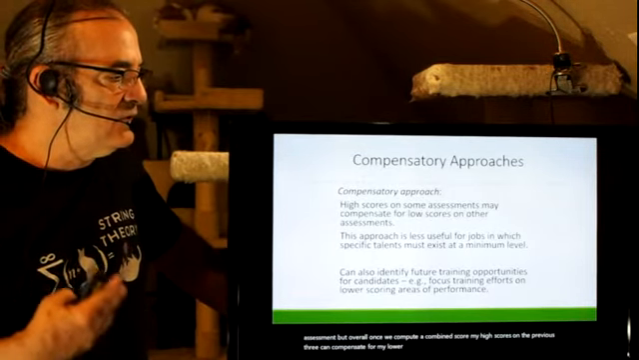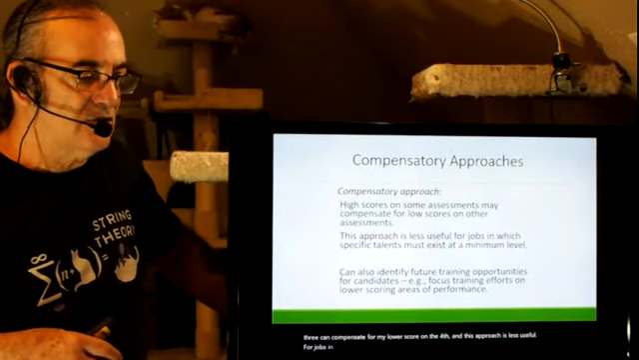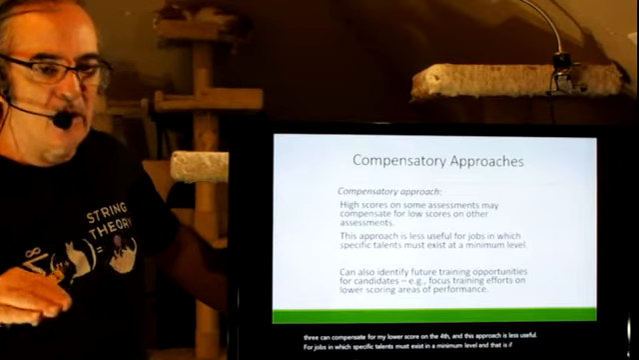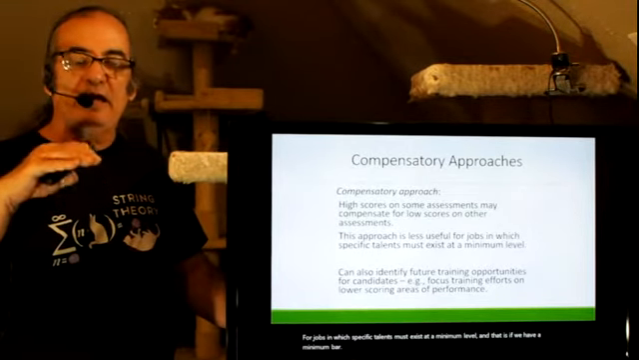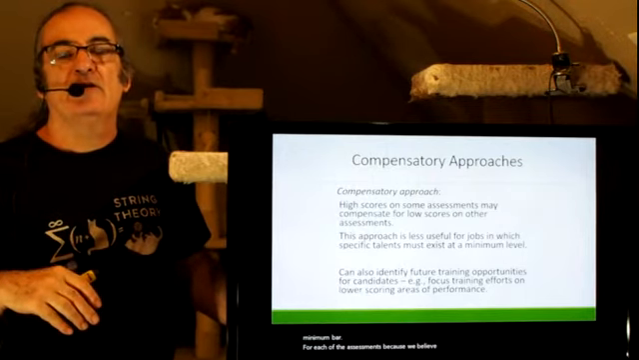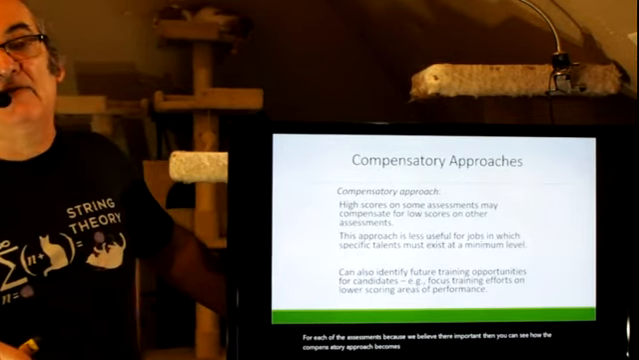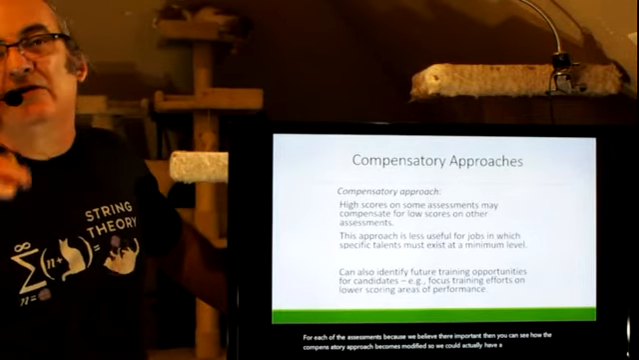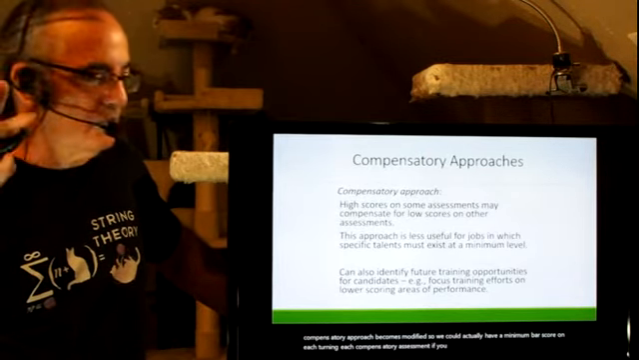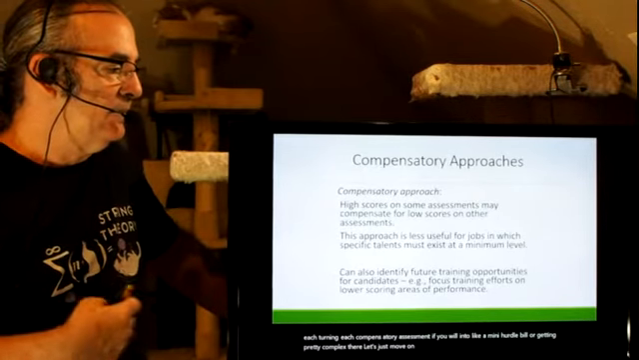And this approach is less useful for jobs in which specific talents must exist at a minimum level. And that is, if we have a minimum bar for each of the assessments because we believe they're important, then you can see how the compensatory approach becomes modified. So we could actually have a minimum bar score on each, turning each compensatory assessment, if you will, into like a mini hurdle. But we're getting pretty complex there. Let's just move on with a simpler example.